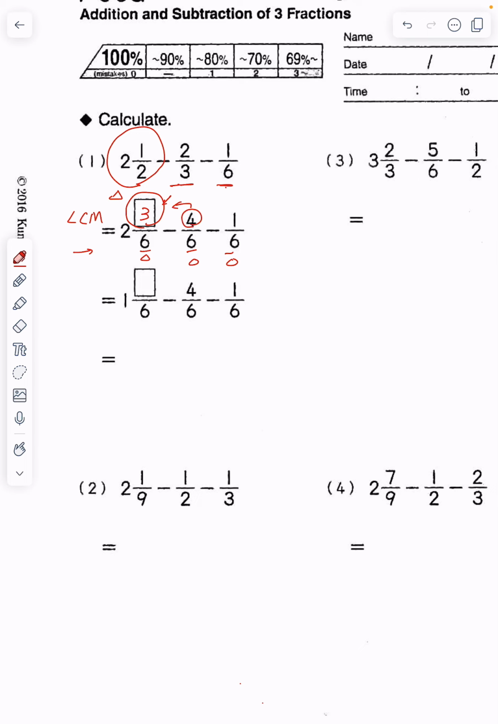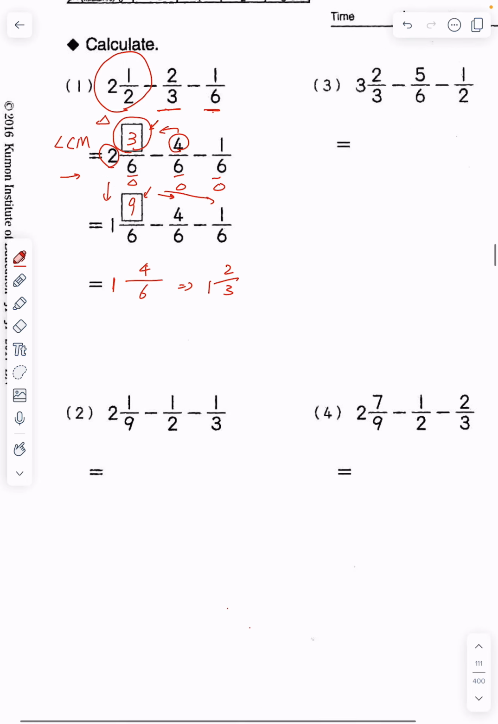How do we handle that? Do we borrow everything from the 2? No, we don't. We just borrow 1. So now 2 and 3 over 6 becomes 1 and 9 over 6. Now I have enough in the 9 to subtract the 4 and also subtract the 1. So keep the 1 as it is, keep the denominator as 6, and you have 9 minus 4 minus 1, which gives you 4. Last but not least, you reduce, and you have 1 and 2 over 3. Okay? So this is how you do this question.